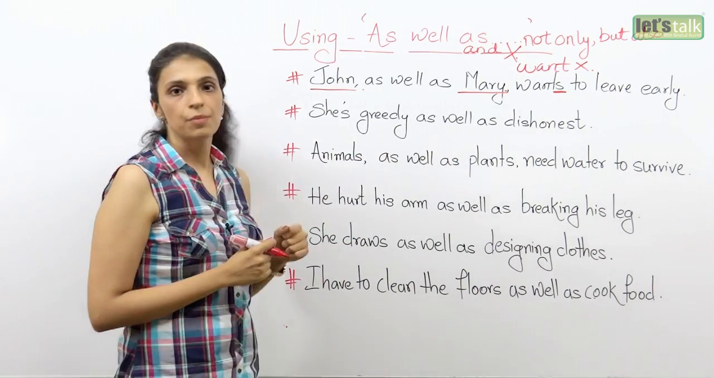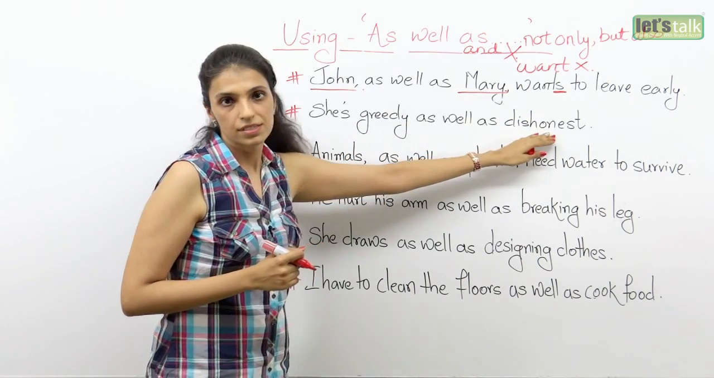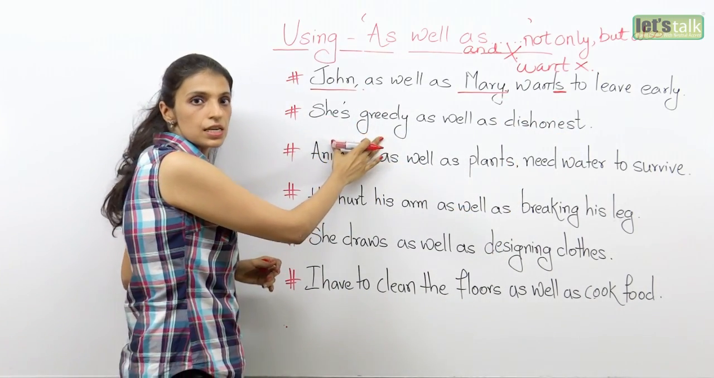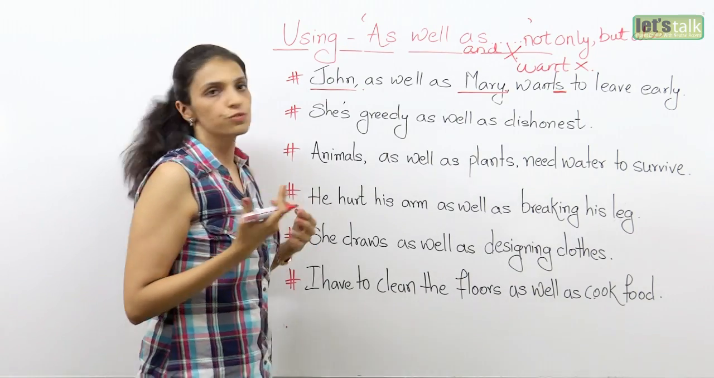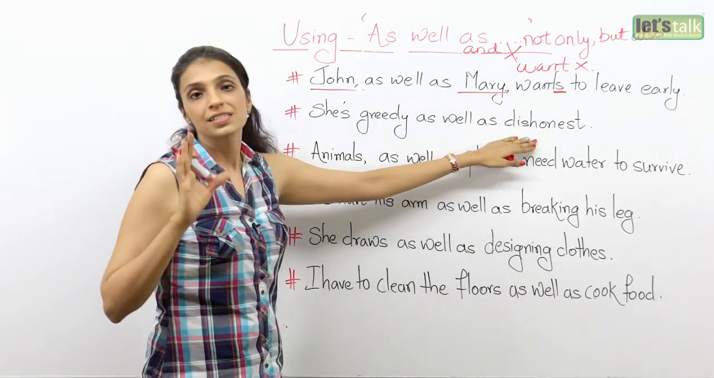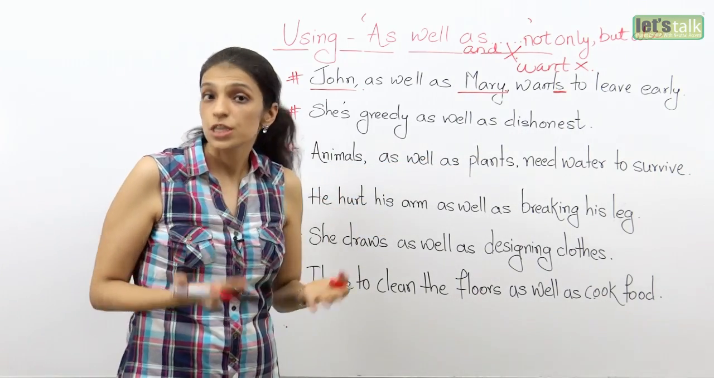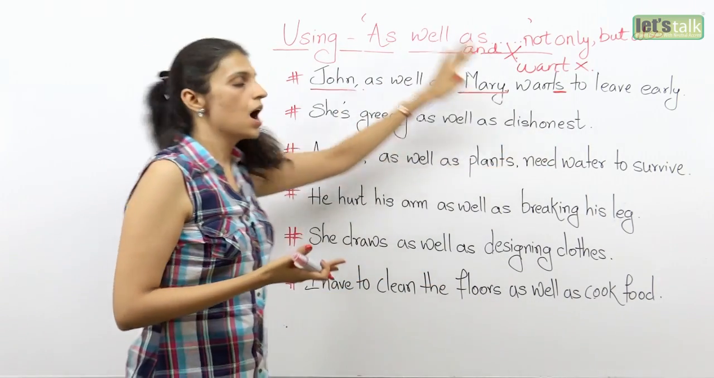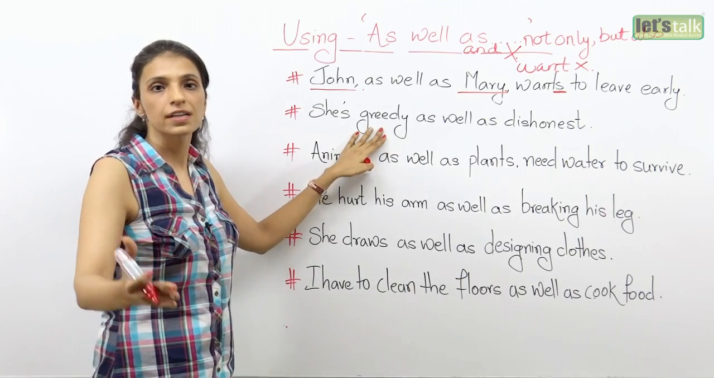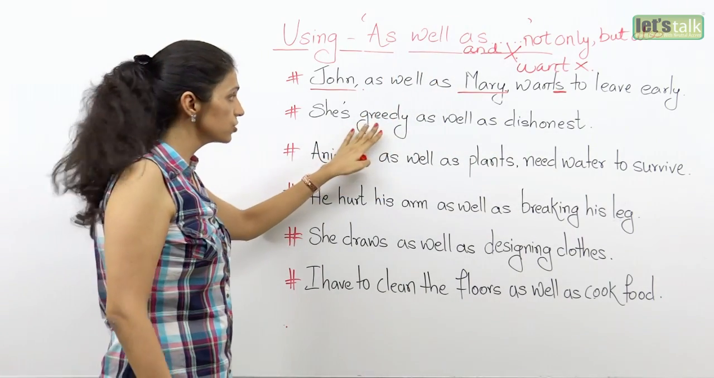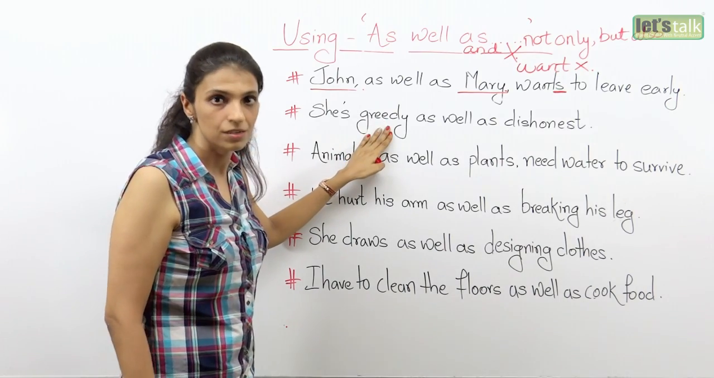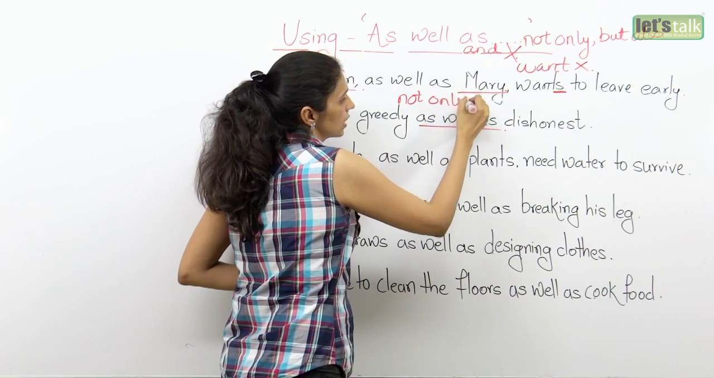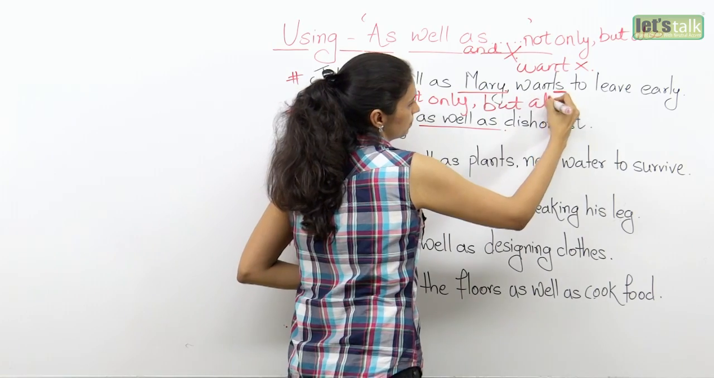In the next example, "She is greedy as well as dishonest." That means not only is she dishonest, but also greedy. Now, we are talking about a common person, a mutual friend probably. You already know that she is dishonest. I am adding some more information and telling you she is greedy. So that is how I am going to use "as well as" to say not only, but also.